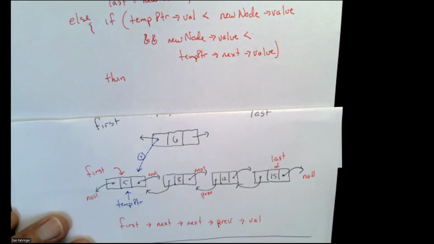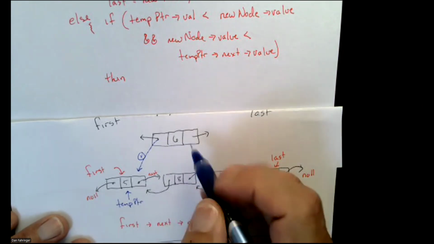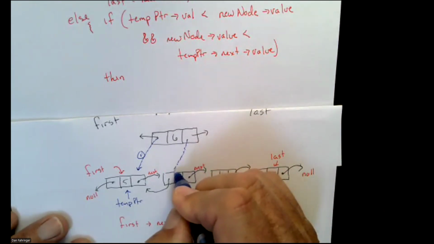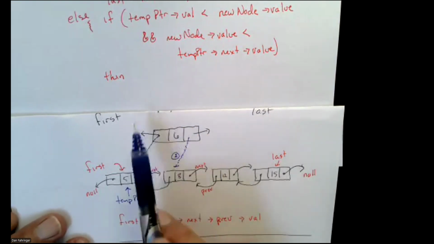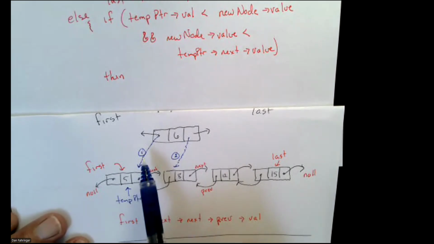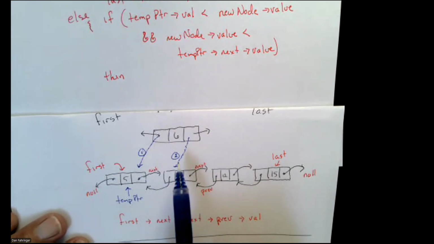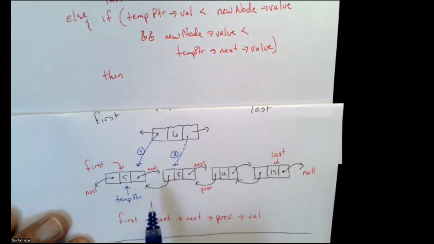New node next equal temp pointer next. Excellent. It's gonna go there. These were both null, so I haven't really lost anything, but I have this guy now connected. Okay?